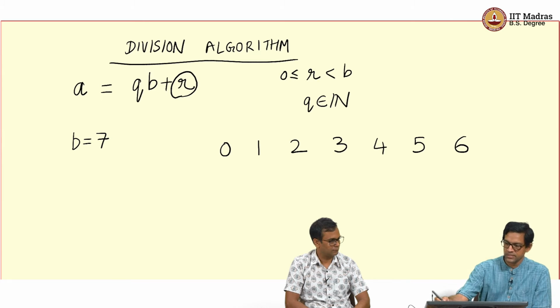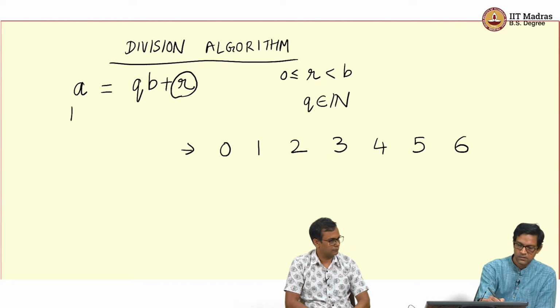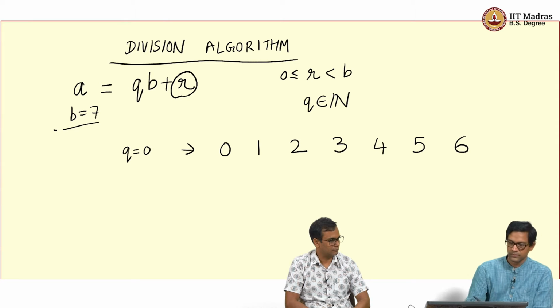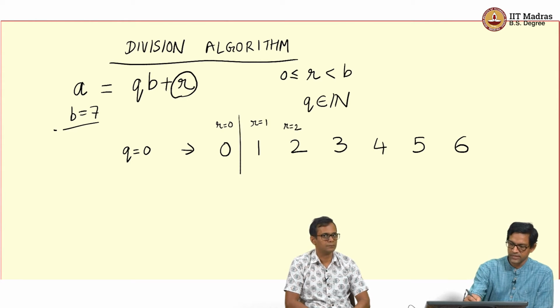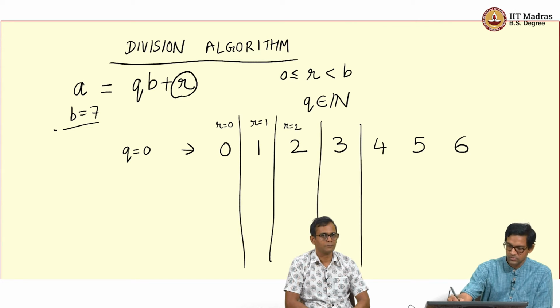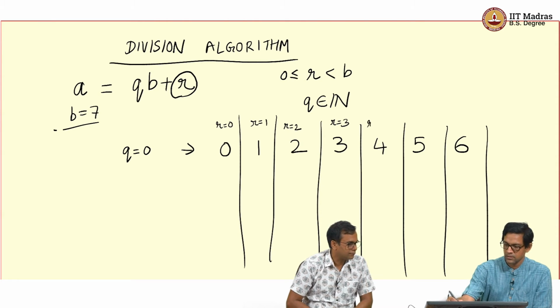The quotients I get in these cases are all 0, because when you divide them by 7 you do not get a quotient, and the remainders themselves are the same numbers. If I take 0 the remainder is 0, if I take 1 the remainder is 1, and so on. These are the various remainders I get. What I am going to do is start forming a table here of various remainders: remainder 3, 4, 5 and so on.